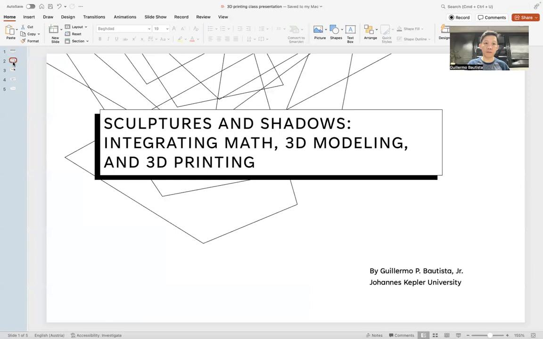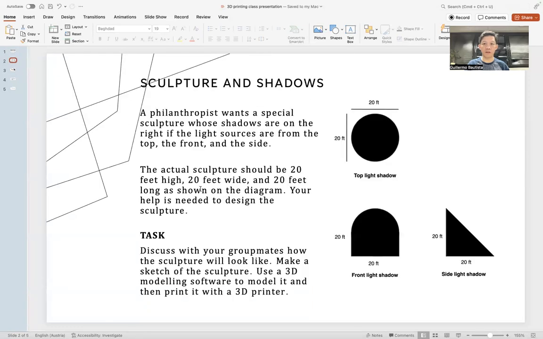So this is the problem for this project or lesson. A philanthropist wants a special sculpture whose shadows are on the right. So these are the shadows, if the light sources are from the top, the front, and the side. The actual sculpture should be 20 feet high, 20 feet wide, and 20 feet long, as shown in the diagram. Your help is needed to design the sculpture.